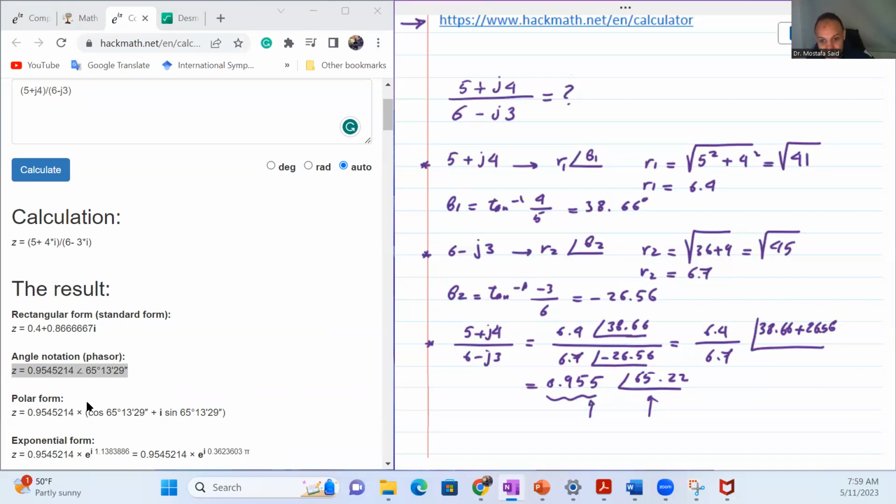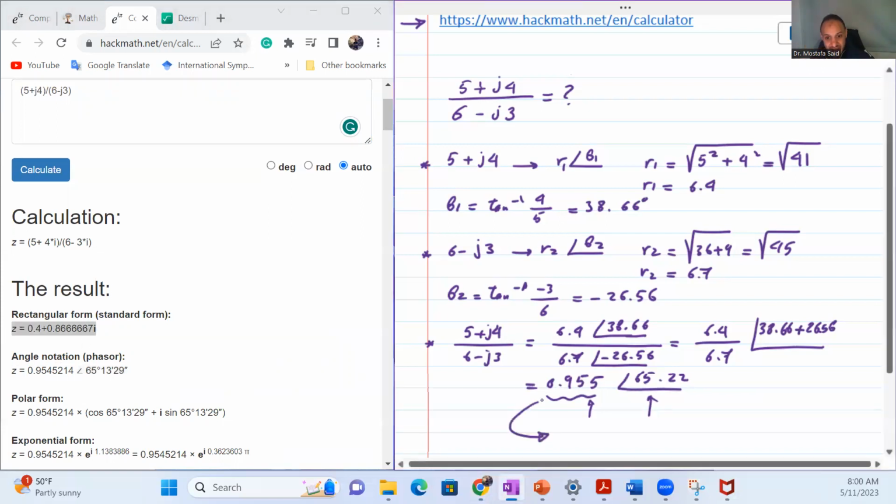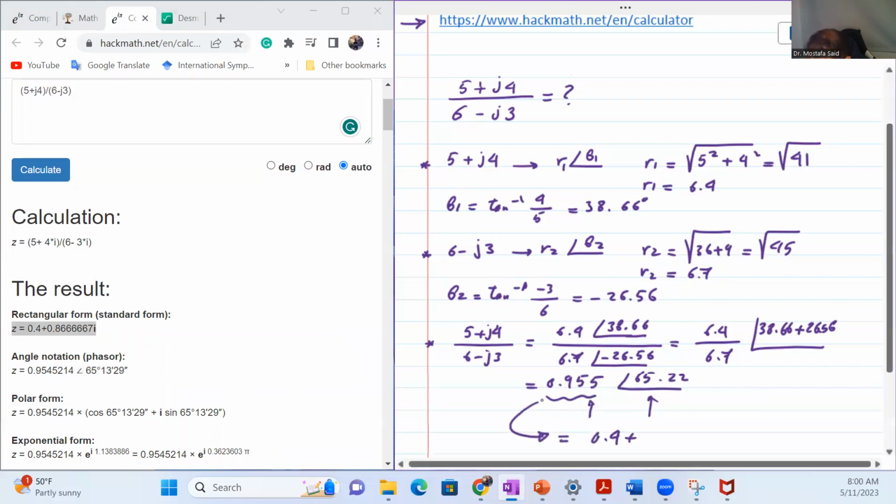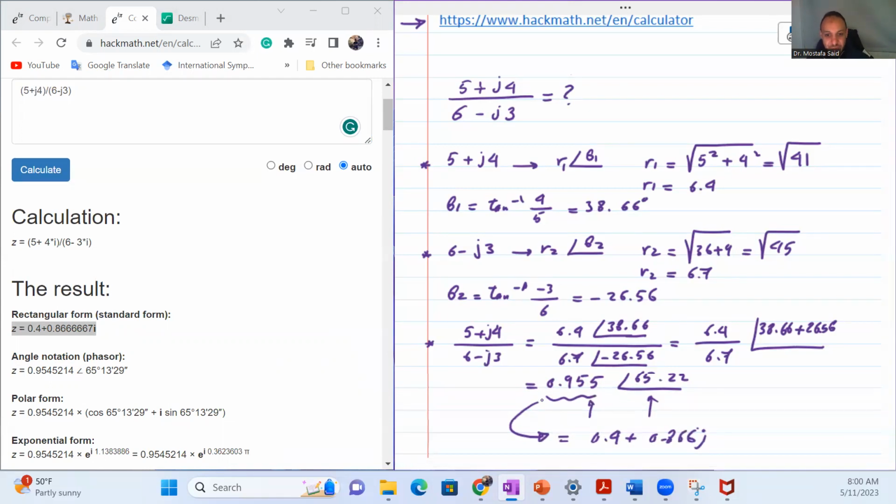And as a tip for you, it also gives you the answer in rectangular form. So if we want to write this in rectangular form, you don't need to reconvert it back to rectangular, because this website gives you the answer in rectangular form as well. So basically, the answer is also 0.4 plus 0.866 j or i, whatever you like. So in 1 second, we get the same answers that we got with 7 calculations.